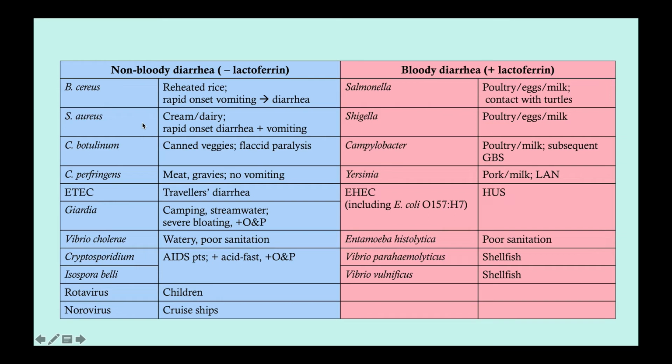Staph aureus, we talked about cream and dairy. Usually it comes on very fast, like within hours of consuming the food. A lot of times the people who are eating the food might still be together, and so they all have it at the same time. But that's rapid onset of diarrhea and vomiting.